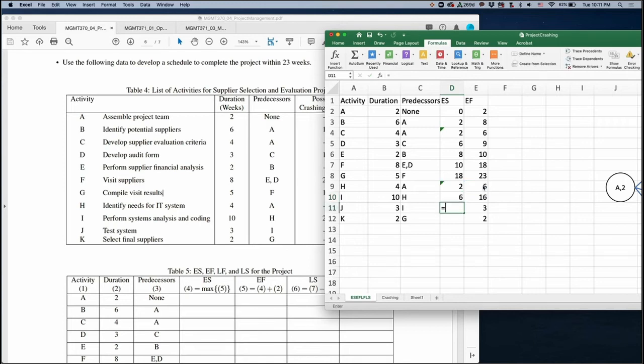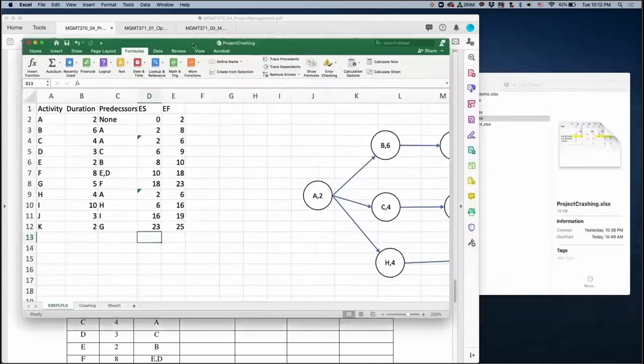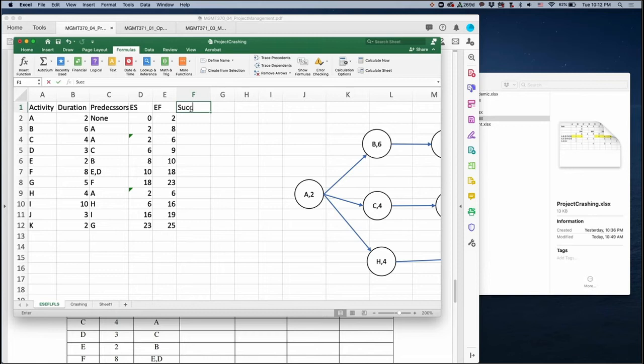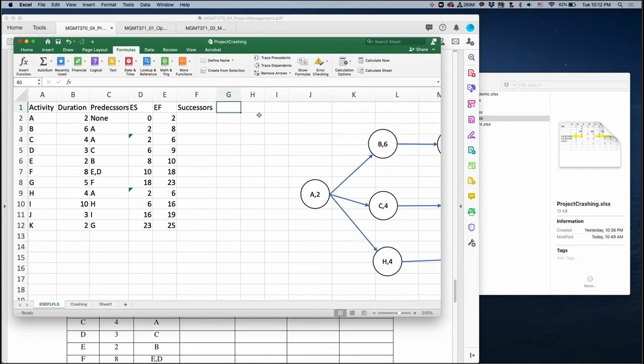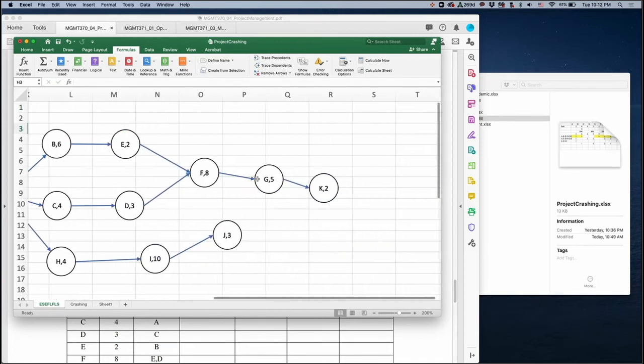Latest starting time, latest finish time. For this, the last ending points K and J, their LF should be equal to their EF. So for K, LF is equal to this 25. How about J? J's LF is also equal to its EF. It means they have to finish up to this point, their earliest finish point. You don't need to finish any later than this time.